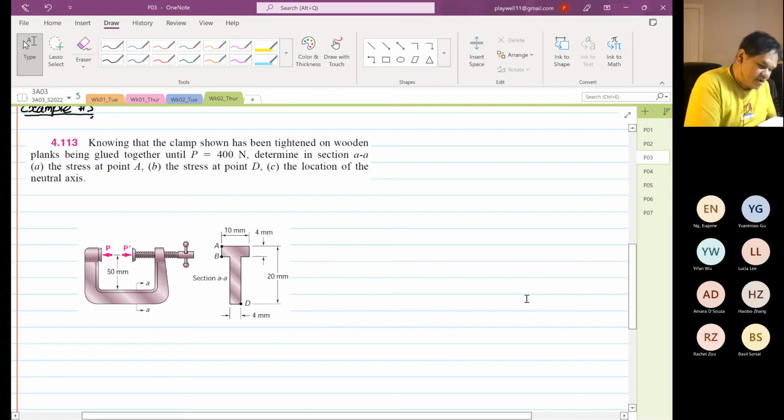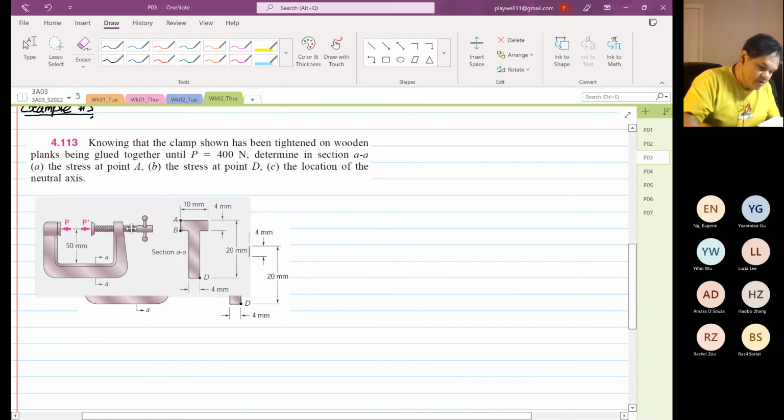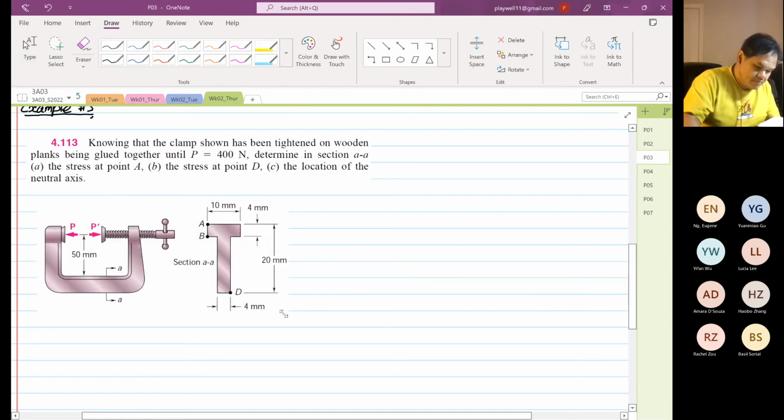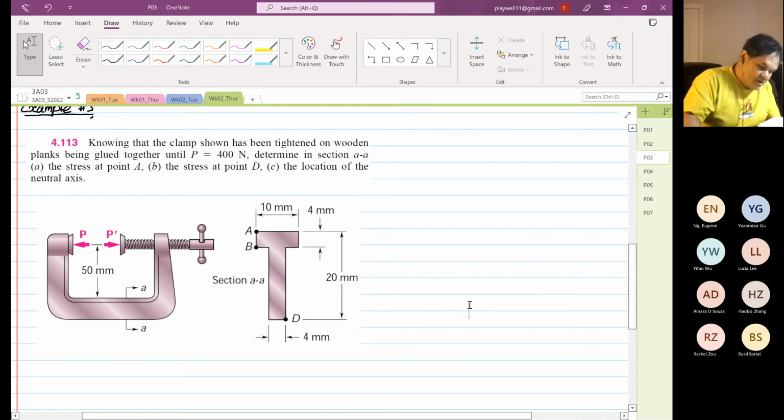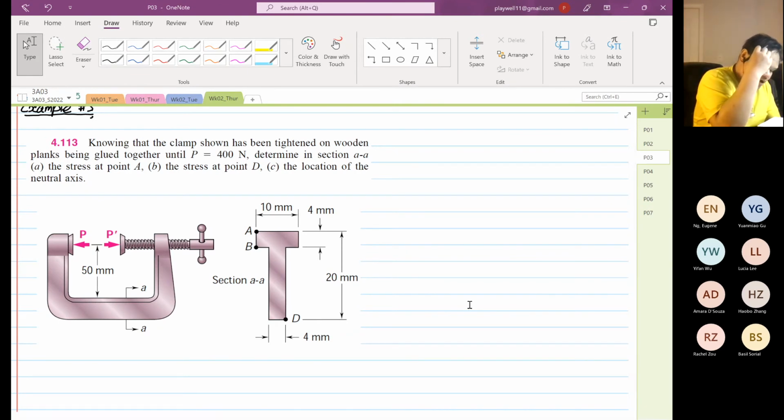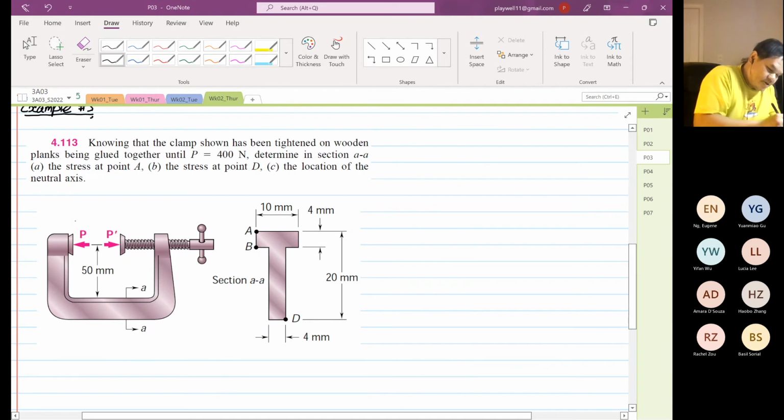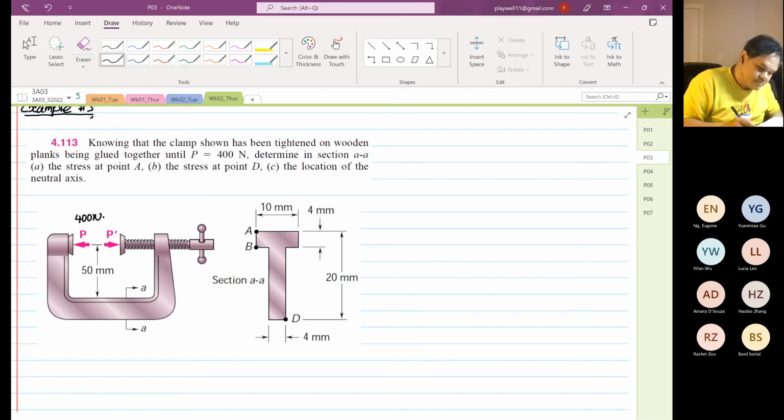So now, knowing that the clamp shown has been tightened on the wooden plank, okay, and been glued together until P reaches 400 Newton. So we know that P is at 400 Newton. Okay. Determine in section AA the stress at point A, the stress at point D, and then asks us to locate the location of the neutral axis. Okay.